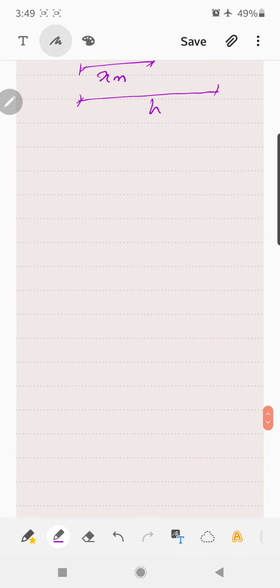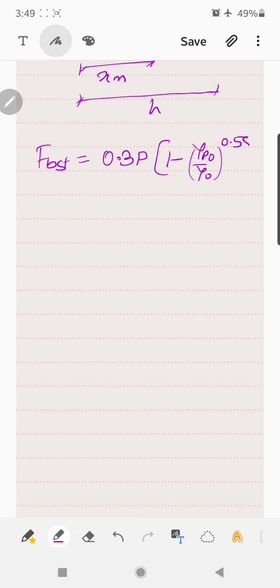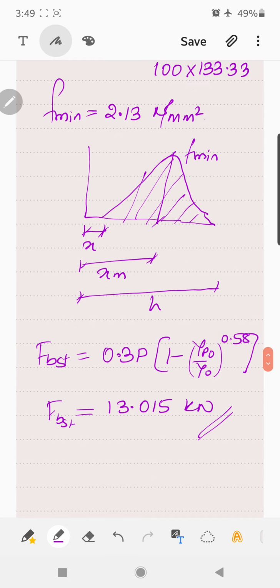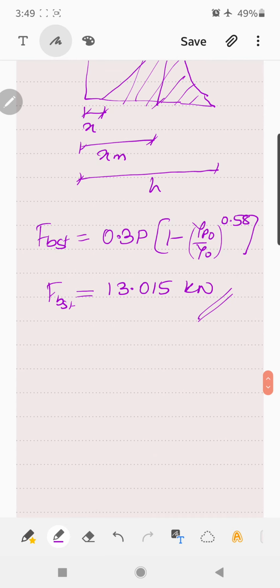Now you can calculate the total bursting tension or splitting tension force, FBST, by the formula 0.3 P into (1 minus yp naught by y naught) raised to 0.58. And if you calculate, you'll get it as 13.015 kilonewton. Or you can take the area of this parabola, 2/3 of the rectangular area into the width. You will have some value difference, but you will get a nearer value of 13 kilonewton.